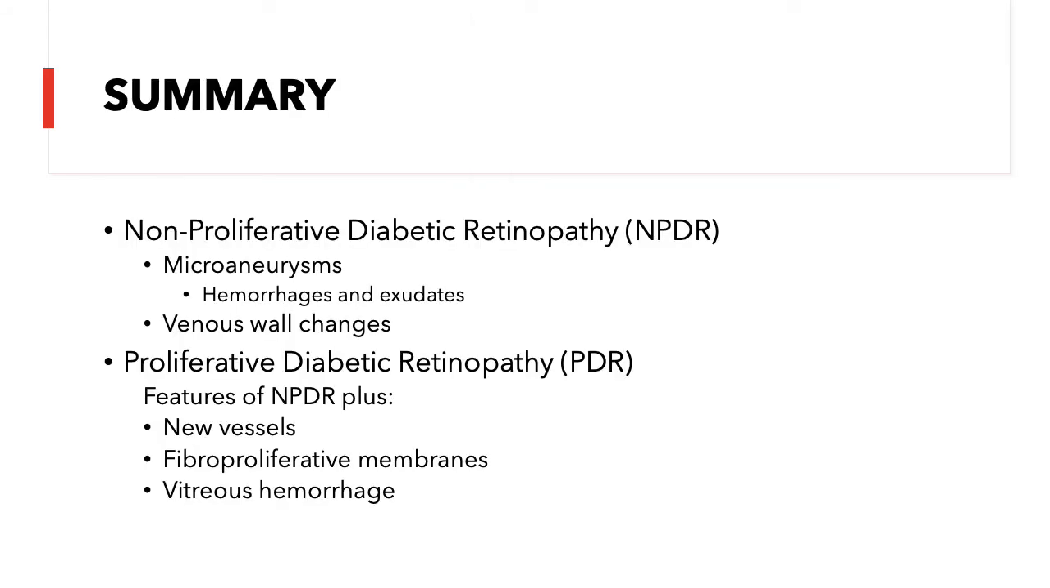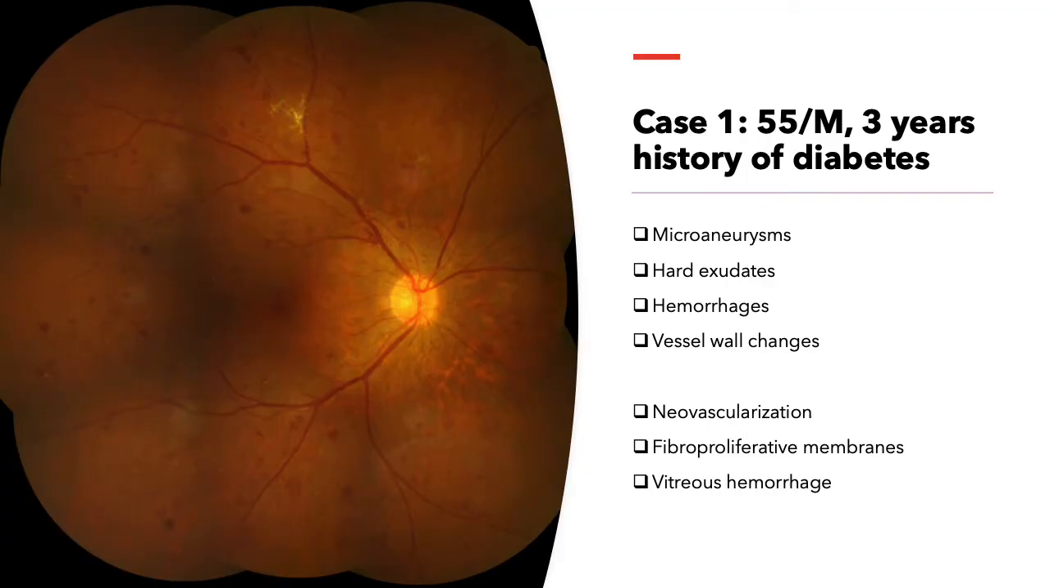Here is the summary again of what we have just discussed. And before we end this lecture, let us do some exercises. I'll give you 3 cases, and we'll try to identify all the lesions that you see, then give our final diagnosis. Okay, let's begin. This is the first case. It's a 55-year-old male, 3 years history of diabetes. Now you have a checklist over there.